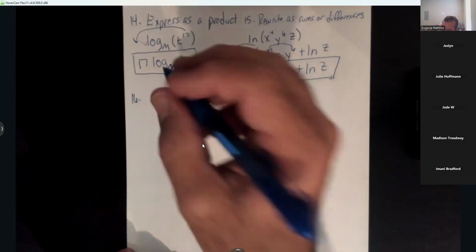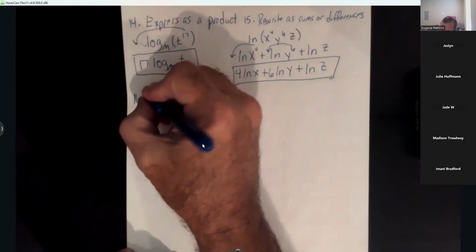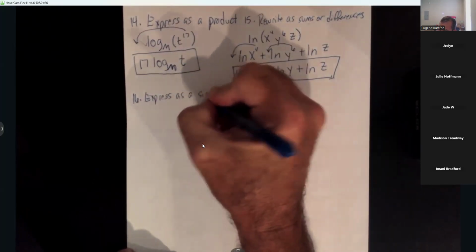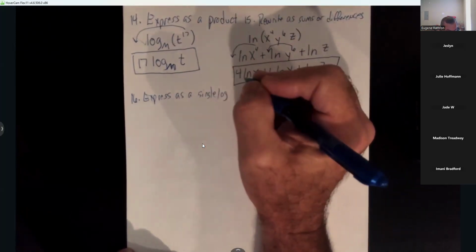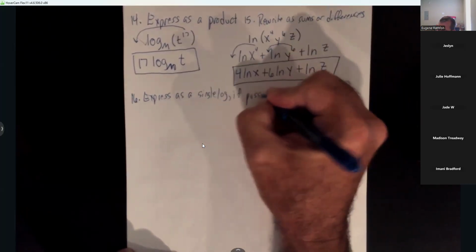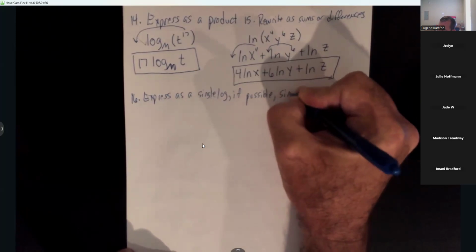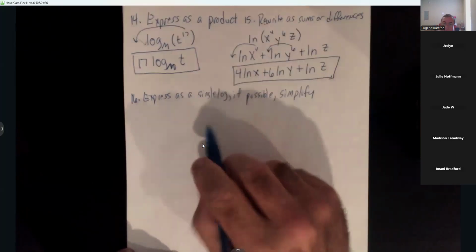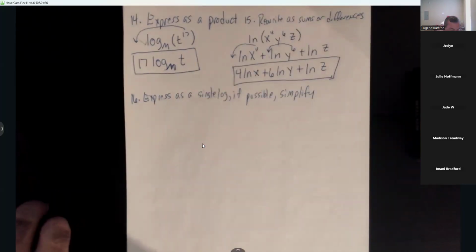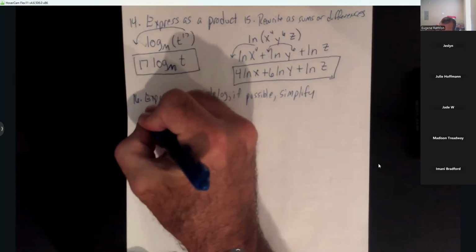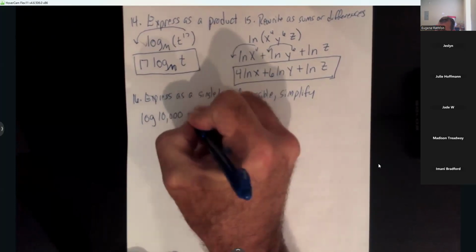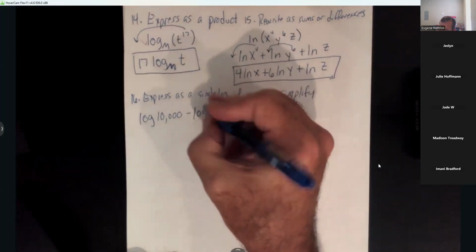All right, y'all, this number 16, I mean, express as a single log. And then, if possible, simplify. Well, anytime they say this, if possible, simplify, you're probably going to simplify it, okay? So let's start out with what they're giving us. Log 10,000 minus a log of 10.